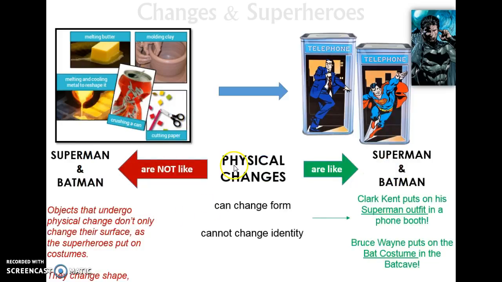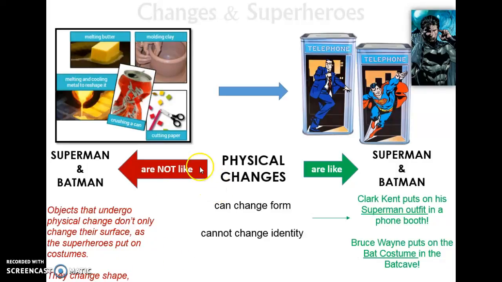I like to think of physical changes as kind of being like Superman and Batman. So Superman and Batman, they basically go into their telephone booth and they change their clothes and they morph into their superhero form. So they're not really physically changing what they look like. And at the chemical level, they're still the same person. So you have Clark Kent. He's still Clark Kent. He just has a Superman outfit on. Same thing, Bruce Wayne, he just puts his little Batman costume on and becomes Batman.